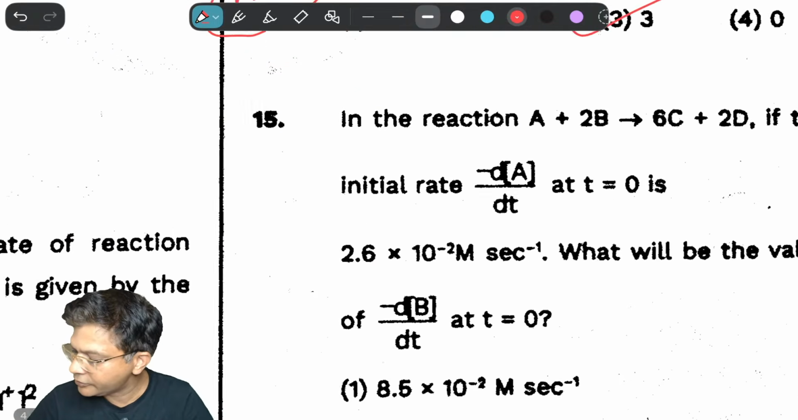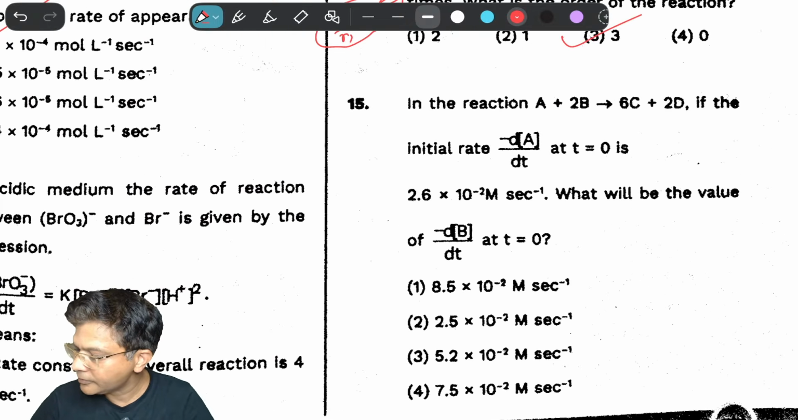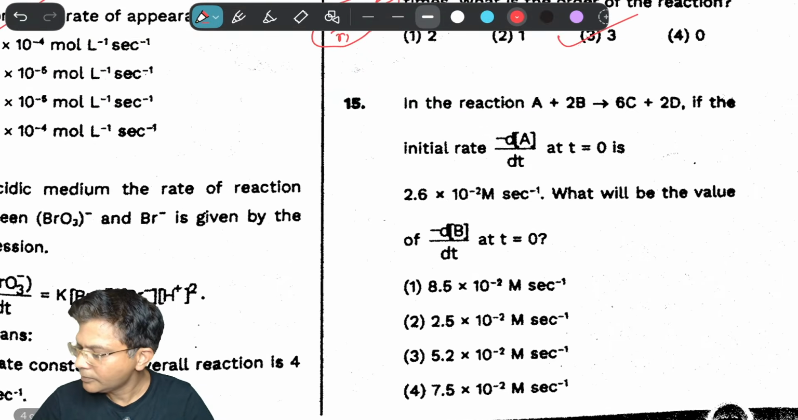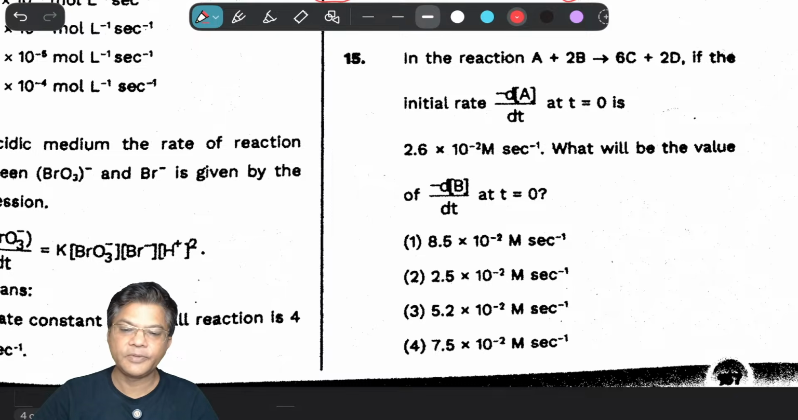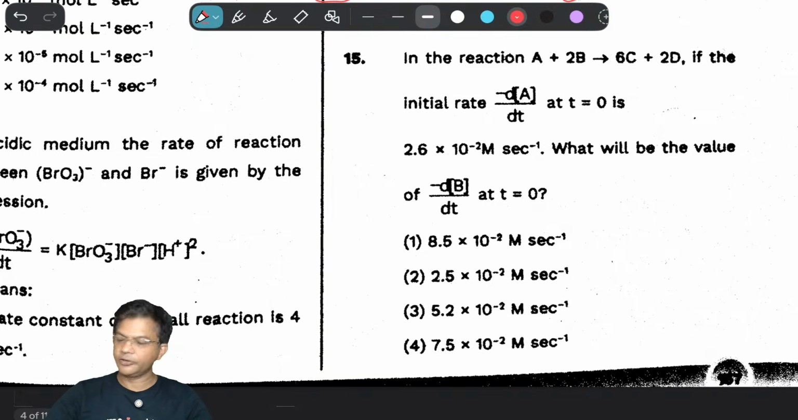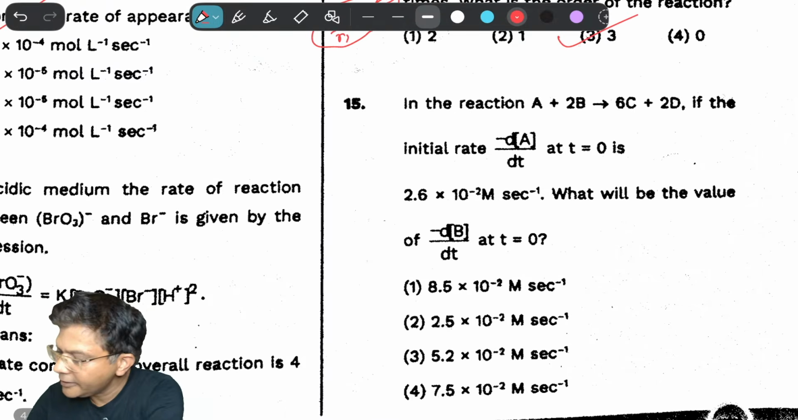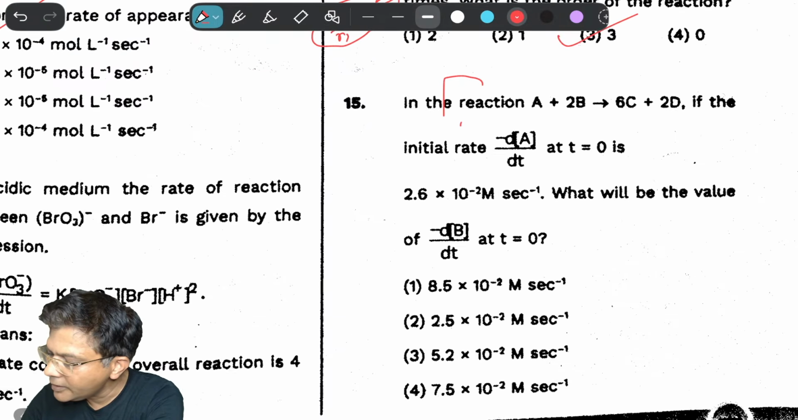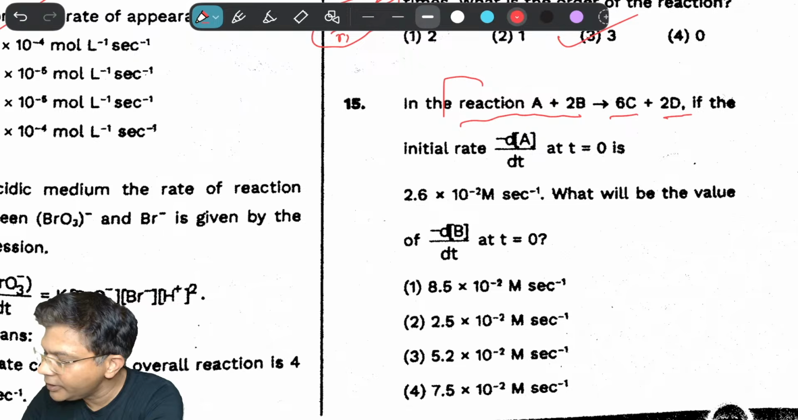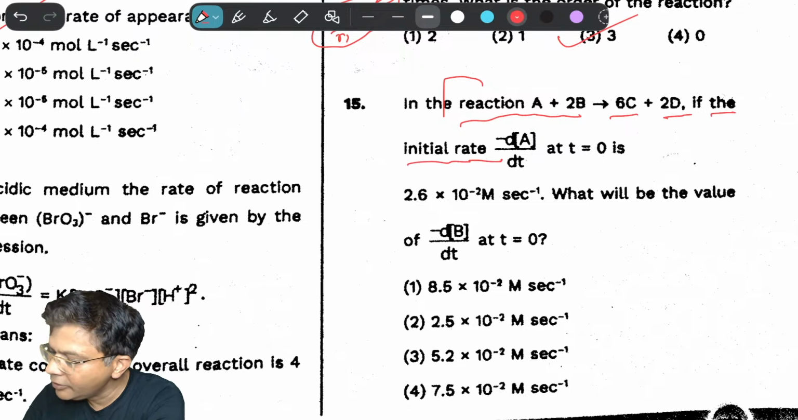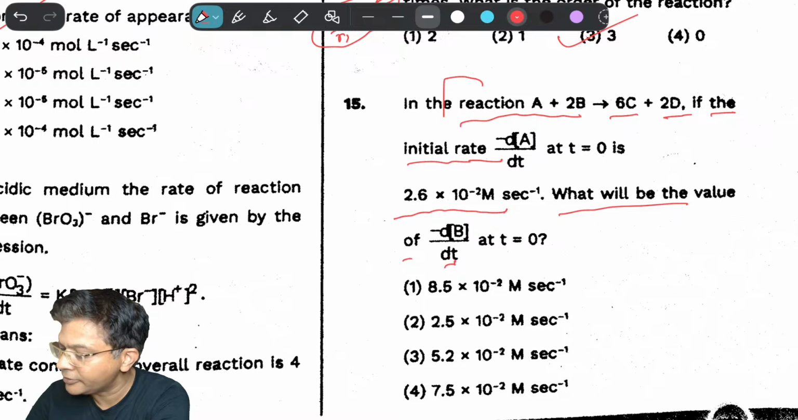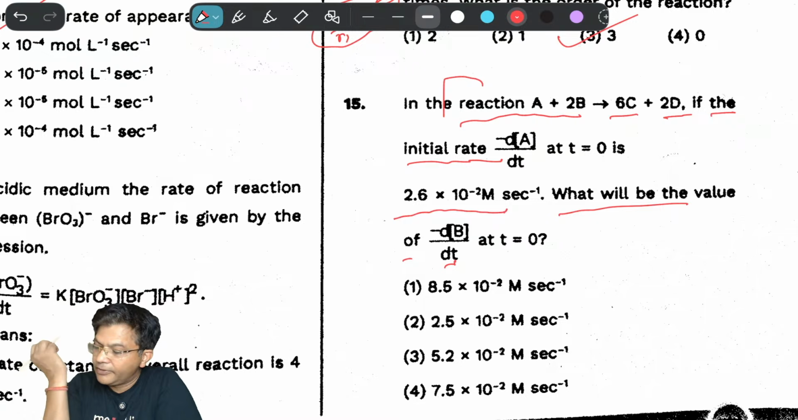Now another question on your screen. Question number 15. Quick, kids, speedily do it. In the reaction A plus 2B gives 6C and 2D, the initial rate is given as d[A]/dt at t equal to 0. When time t is equal to 0, they are saying the rate is this. What will be the value of the rate of change in concentration of B at time t equal to 0? Everyone just do it and let me know.